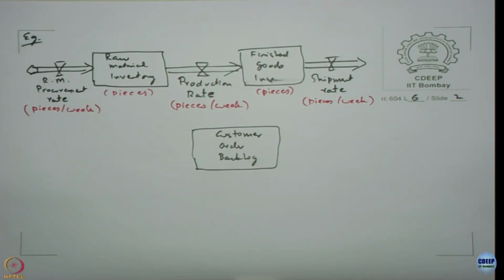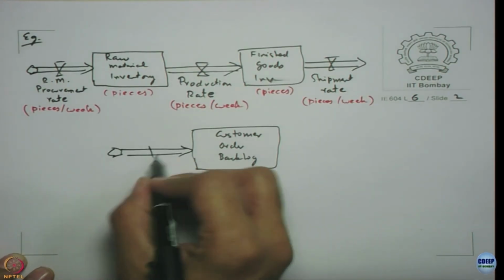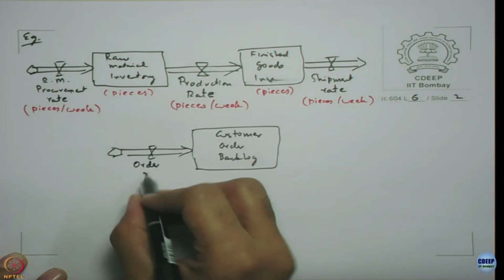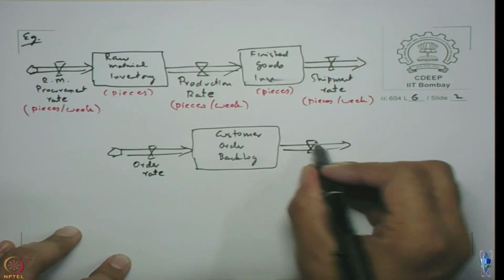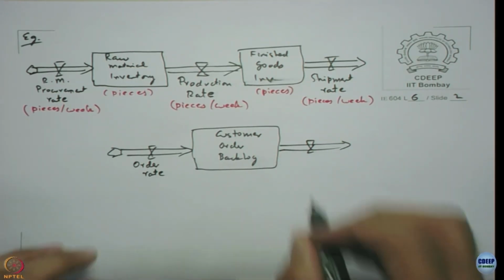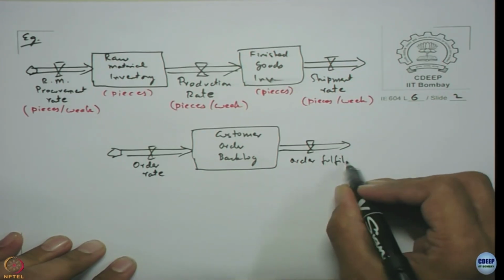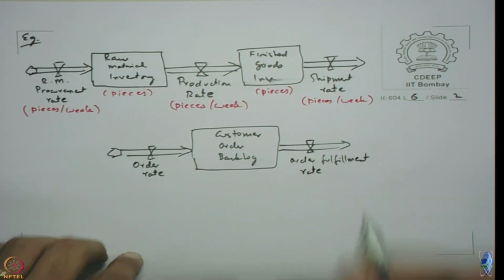The second part of the description dealt with the information flow. Okay. So what we have is customer order, there is backlog. What we have is customer order rate. So as more orders come in, the backlog is going to increase. So we can just call it order rate, and as we start fulfilling orders, the backlog is going to go down. So order fulfillment rate, the rate at which orders are fulfilled.